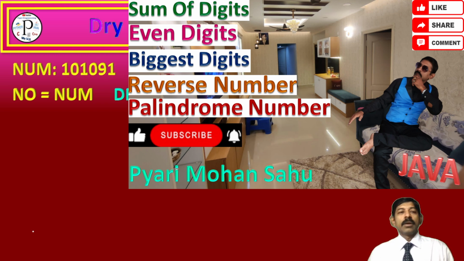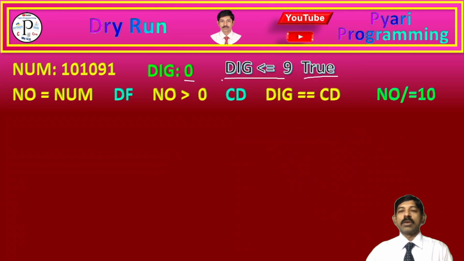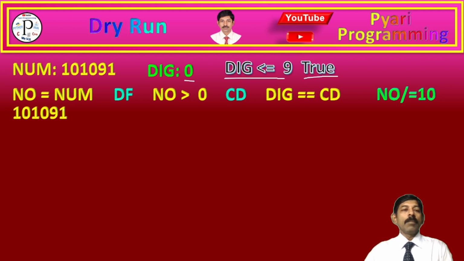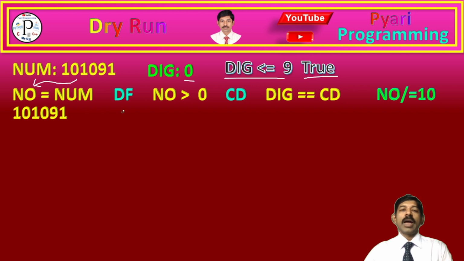So let's begin. Dig is less than or equal to n, which is true because 0 is less than or equal to 9. Next operation is I'm assigning num to n. That means this value is stored in no. After this, I will find the digit frequency for 0. Initially, the digit frequency is 0 for dig.